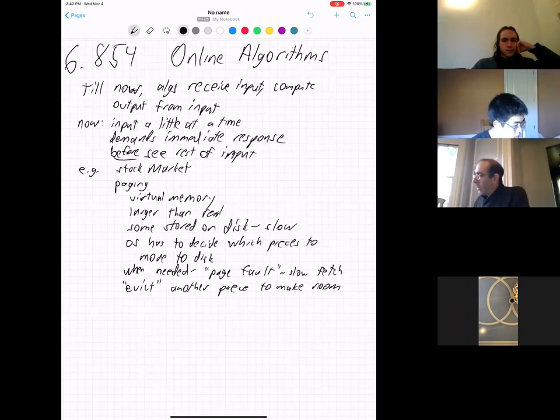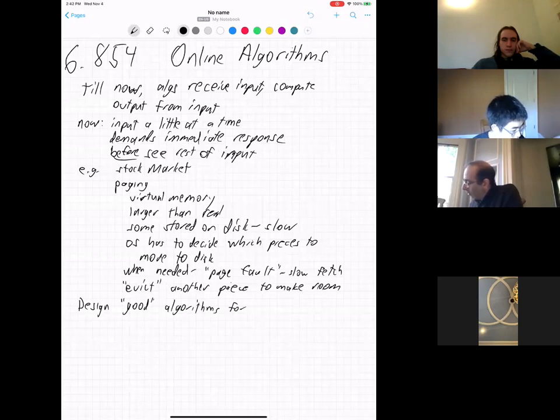Okay, so the stock market and paging, they're both examples where it's pretty easy to know what to do if you have the entire sequence of actions ahead of time, but it's very challenging to decide what to do if you don't know the future. Okay, so we are going to want to design so-called good algorithms for these so-called online problems.